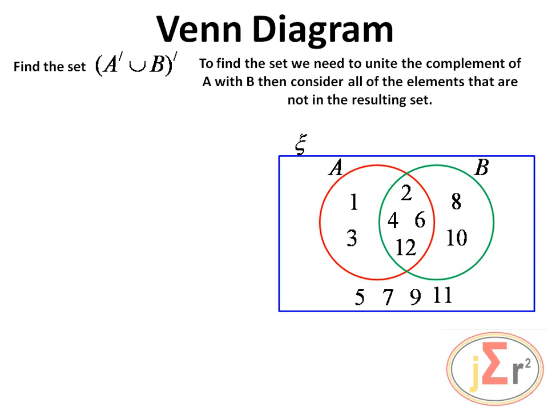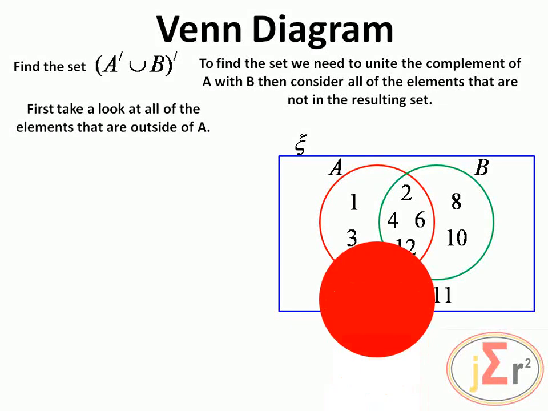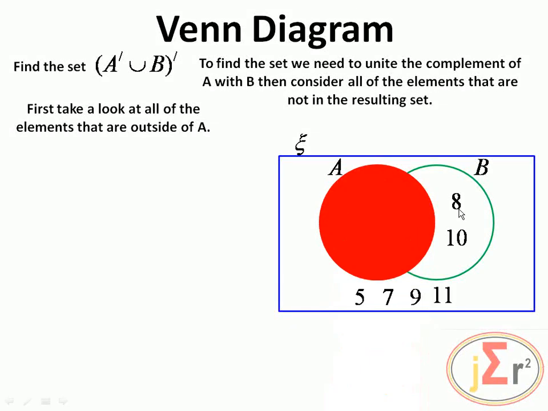If we need to find all the elements that are not in the resulting set, it means that we need to find the complement of the resulting set, which is what this is saying. That after finding the union of A' with B, we then need to find all the elements that are not in that set, which is the complement of that set. So first, take a look at all of the elements that are outside of A. Of course, that will be A'. So A', these are the elements of A'.